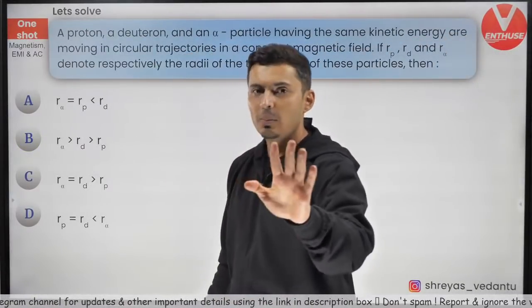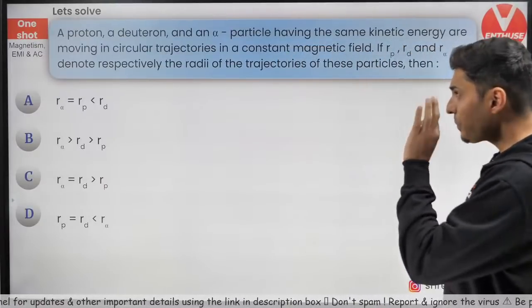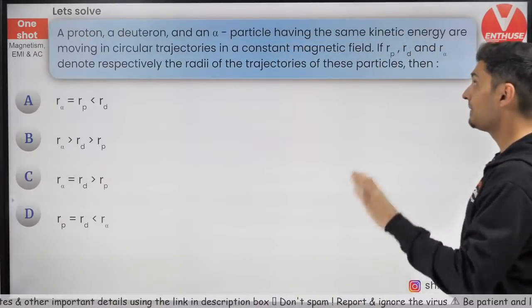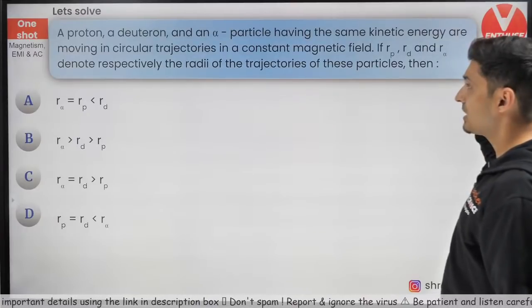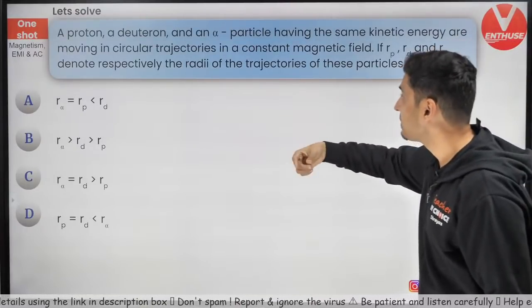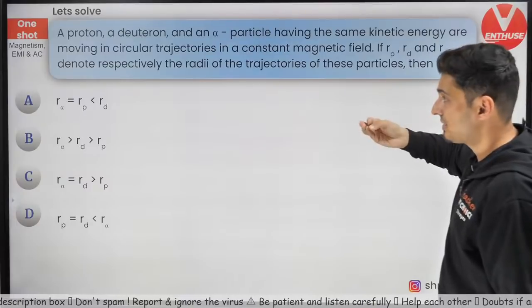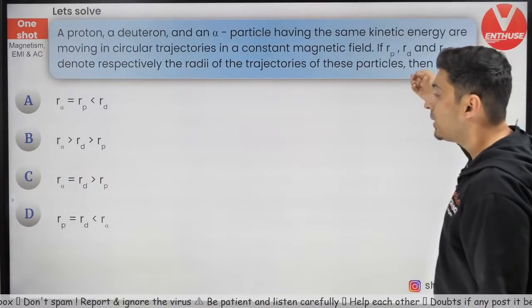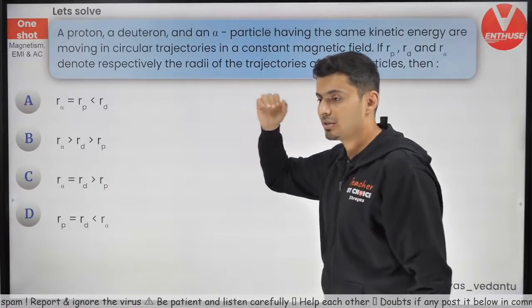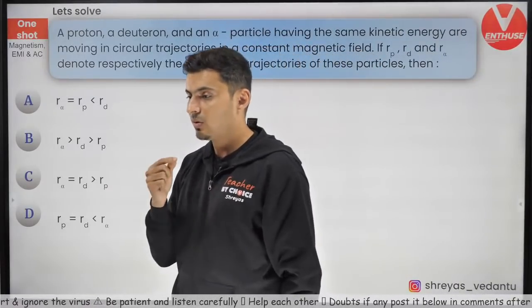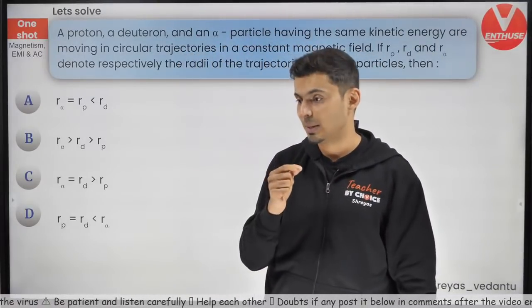Okay, this is a very common and interesting question. Proton, deuteron, alpha particle. They have the same kinetic energy, moving in circular paths in the same field. Rp, Rd, R alpha are the radii. Then, which is the correct relationship between them? Which of these are the correct relationship between them?